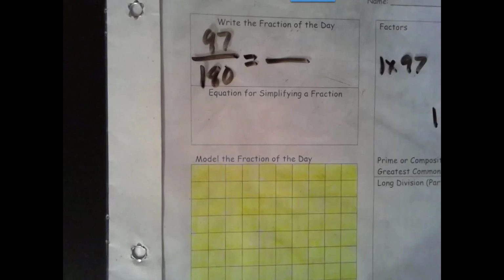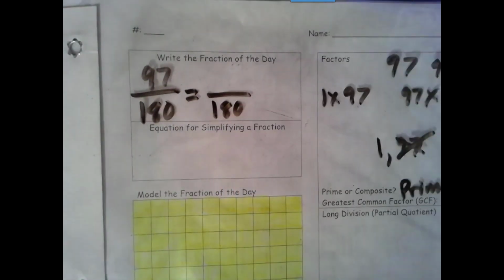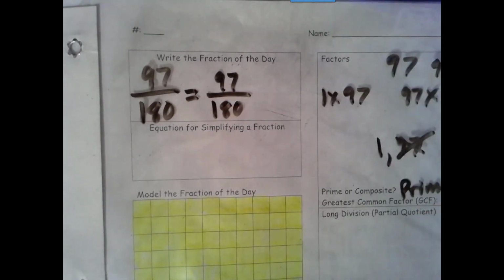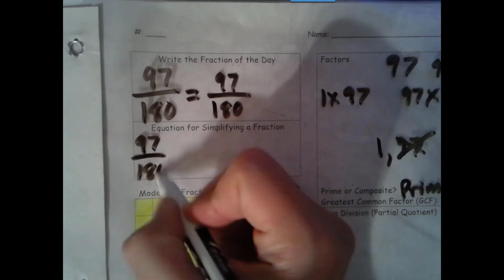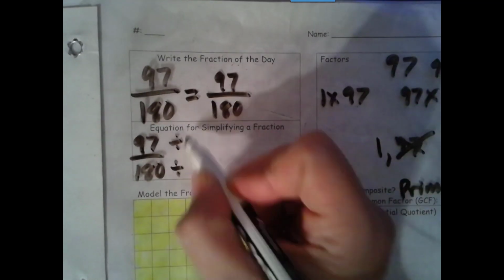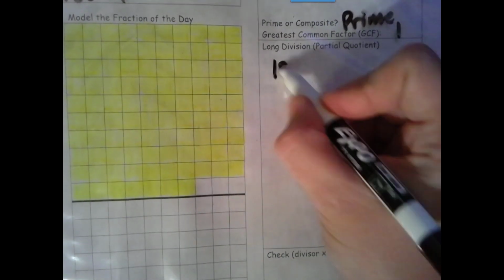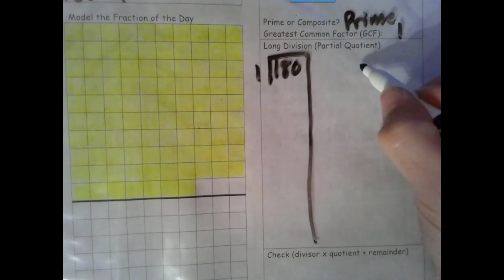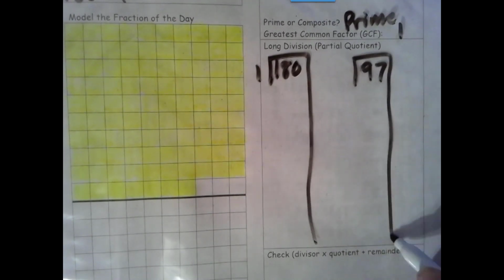Done. How many total groups of 1 do we have? 180. How many are shaded in? 97. Okay, we still always want to prove it a second way, and we're going to use our algorithm to do that. Algorithm is just a step-by-step way to solve a problem. So 180 divided into groups of 1, 97 divided into groups of 1.